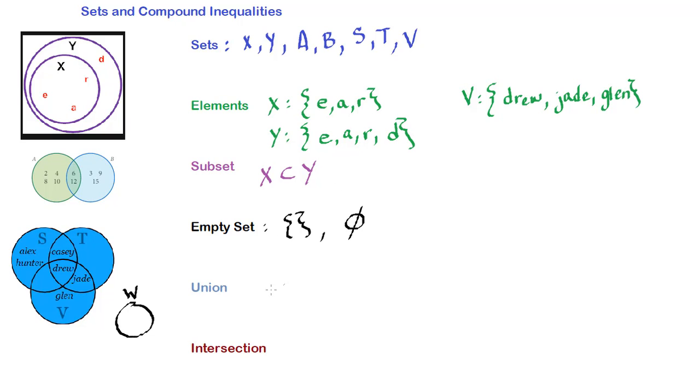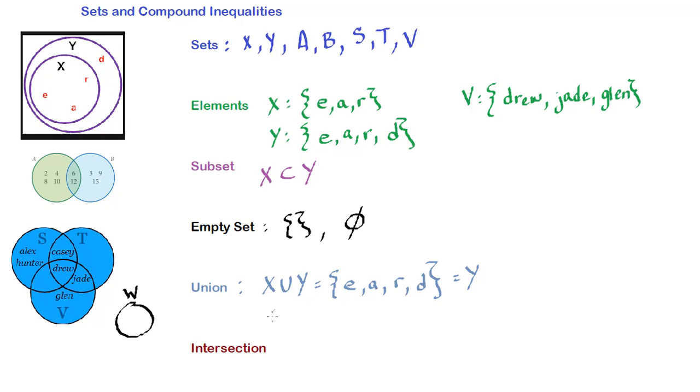So let's look at union. Union means what's in both. So if I were to write X union Y, I would say that that equals, and let's write all those elements that are in both of them. So that would be E, A, R, and D. And you could also say X union Y equals Y. That would be a true statement.